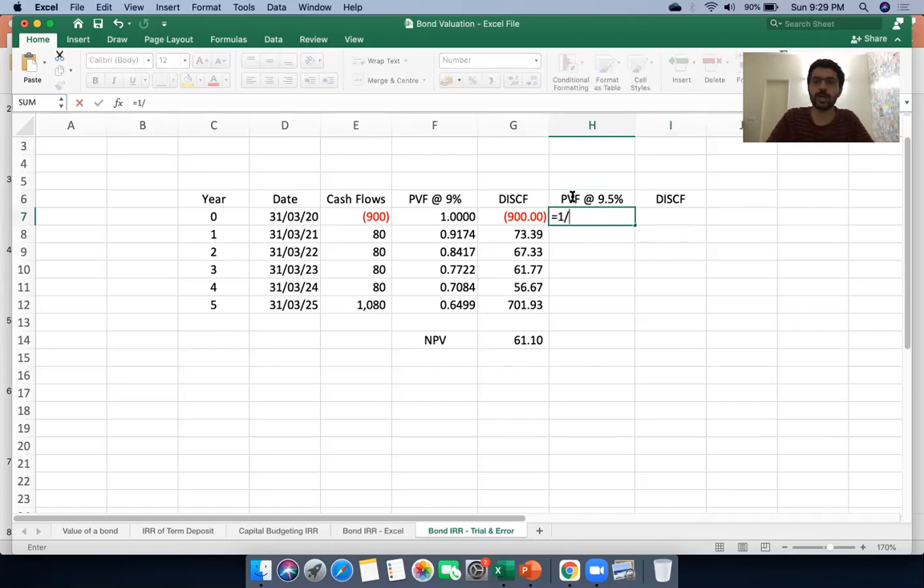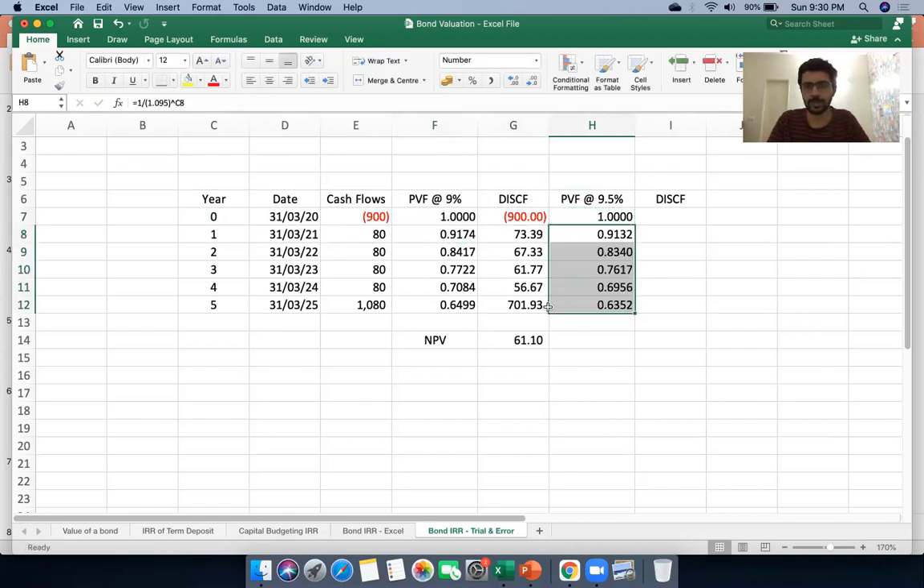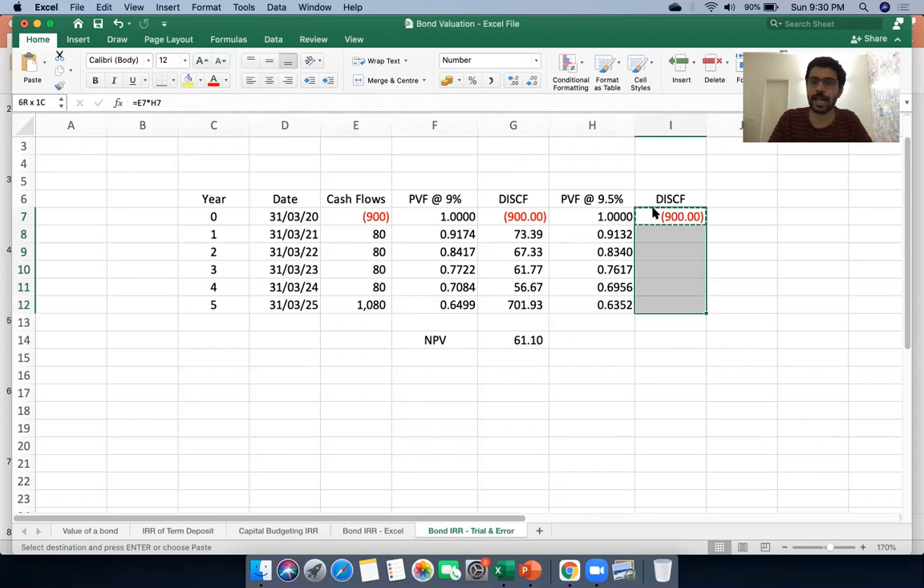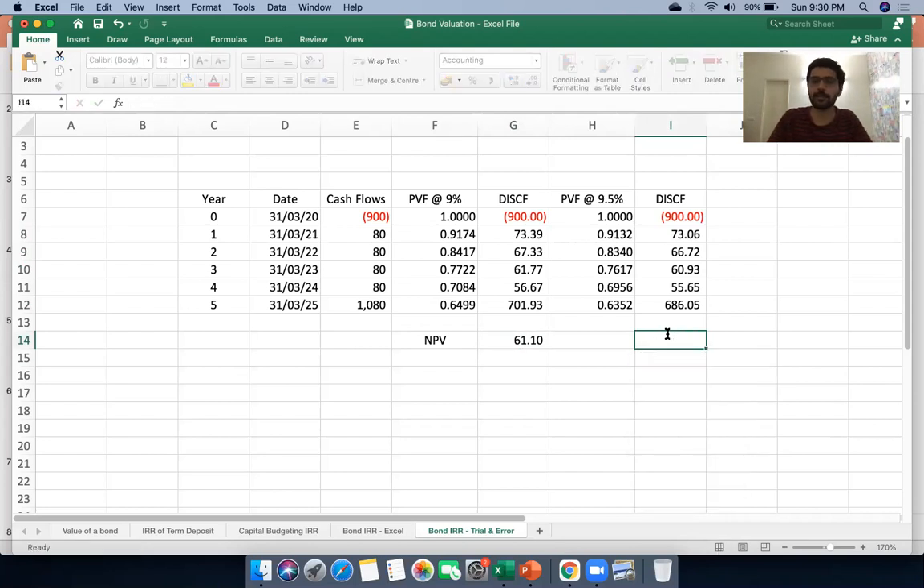So this is now 1 divided by 1.095 whole power n. Now again, I'm calculating the discounted cash flow as nothing but the actual cash flow multiplied by the respective present value factor. And again, I'm just putting the formula of equal to sum and I'm calculating the NPV.